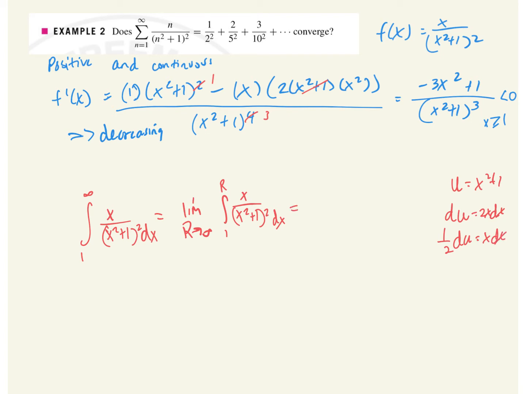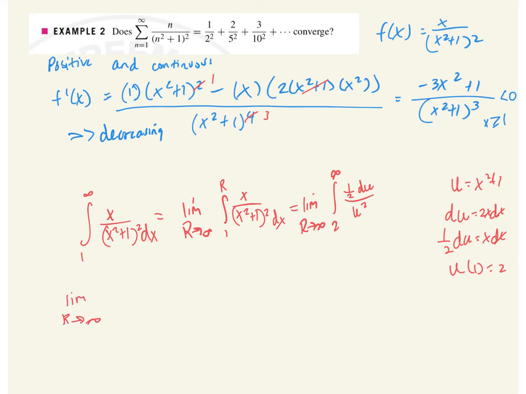So I would have, and I also need u of 1, which would be 2. I don't have to do it for r because r is infinity, so manipulating infinity is not going to do anything. So now I go from 2 to infinity. And my integral becomes 1/2 du over u squared. And that would anti-derive. I would have limit as r.